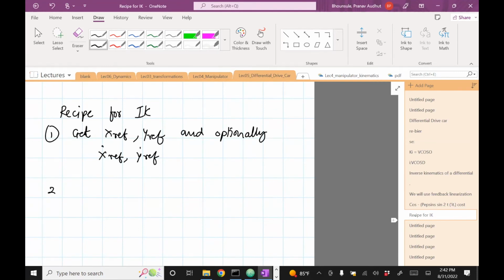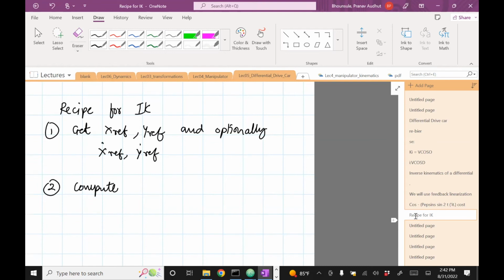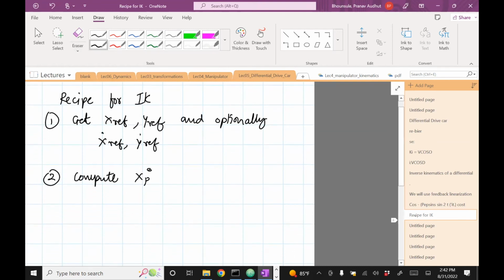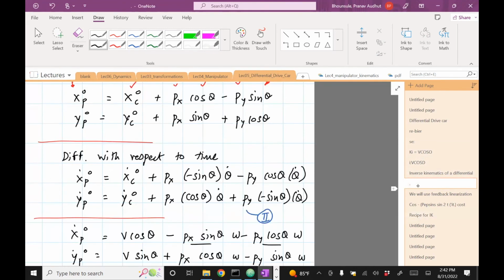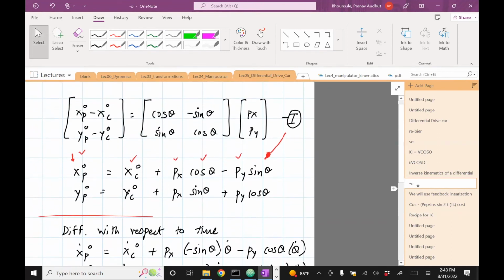Second step is to compute xp0, yp0 using the formula number 1. We'll use 1 to get xp0, yp0.